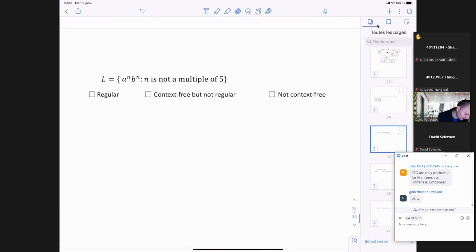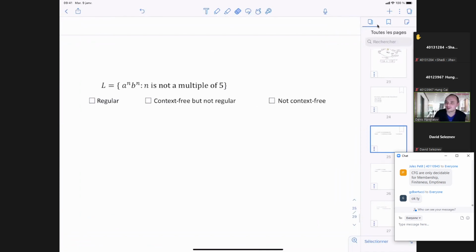Okay, so I'll just very quickly point out a few things. It might go super fast. You might see questions like this, right? You're given a language and you need to decide whether it's regular, context-free but not regular, or not context-free. And you're asked to prove it.